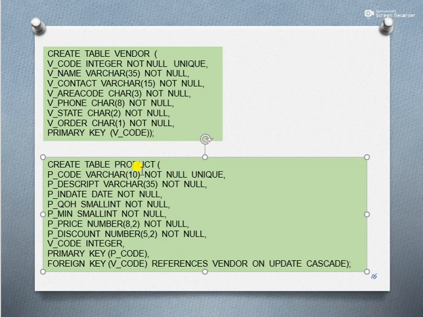the product table. Now the product table has product code, product description, date, and all these attributes, where product code is a primary key. Because it is a primary key, it should have not null and unique specification. Here we show that this is the primary key, and vendor code is the foreign key. Vendor code in the product table is a foreign key reference.